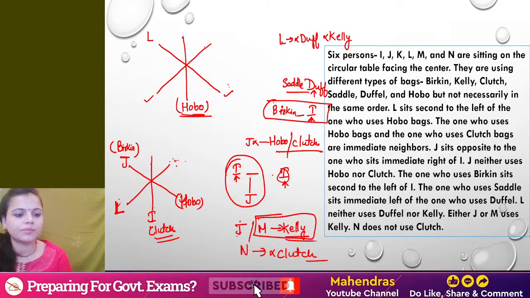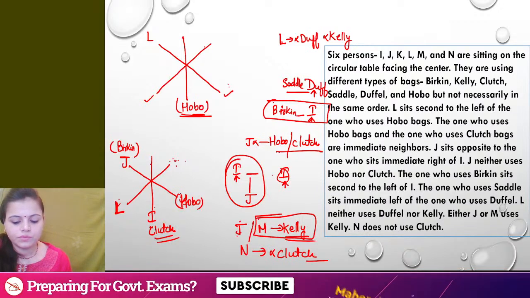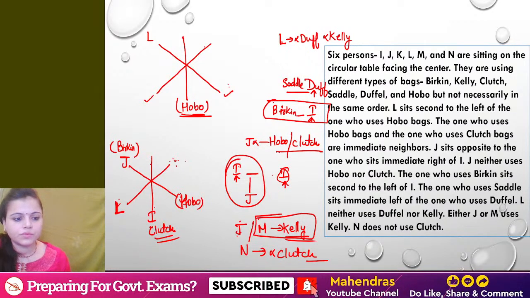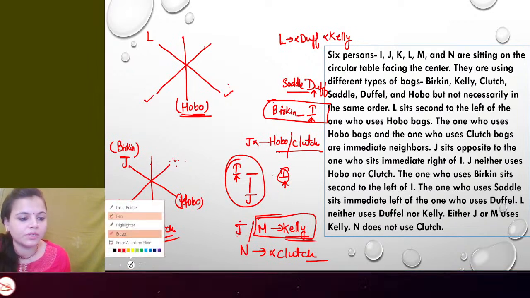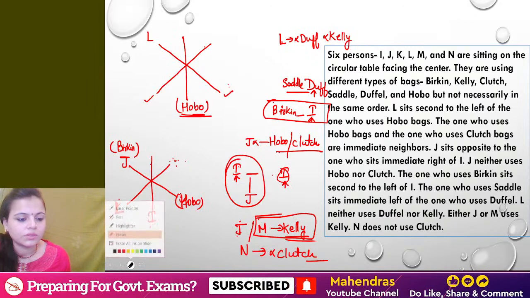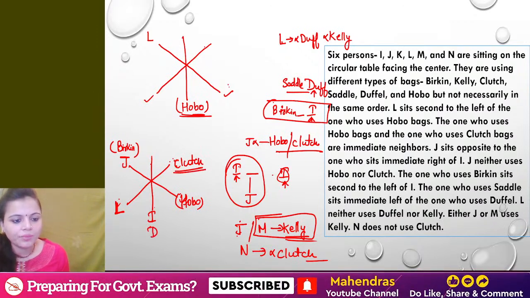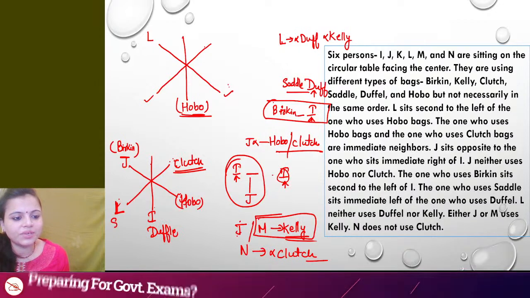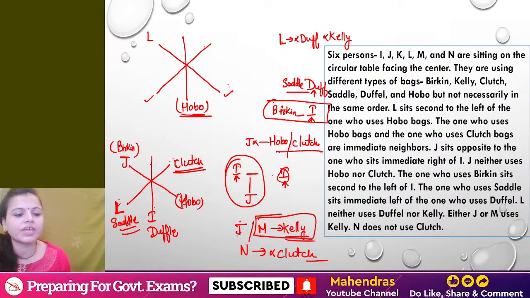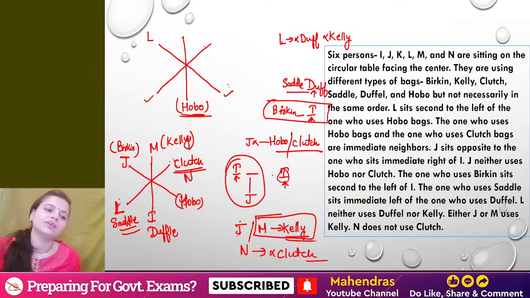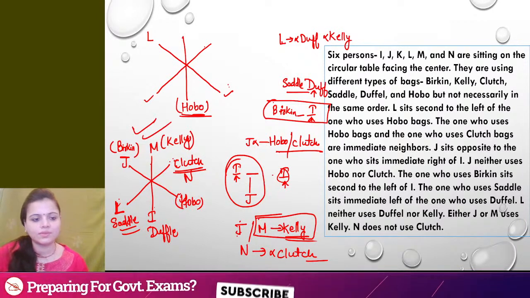If you put M, no, then you will not get a place for duffel. So if this becomes clutch, then duffel and saddle. So I becomes duffel and saddle is immediate left of duffel. And we are left with M Kelly. Only one person is left, that is N. So this is your final diagram.